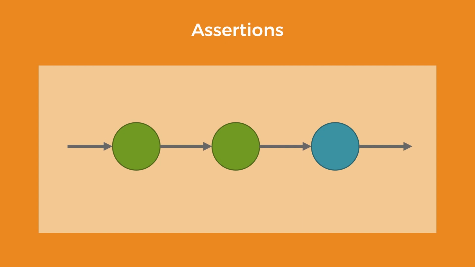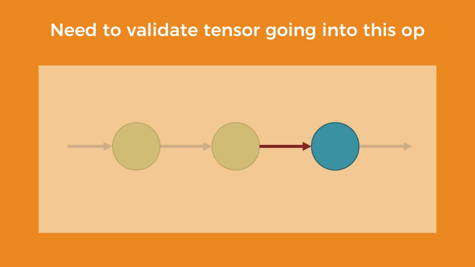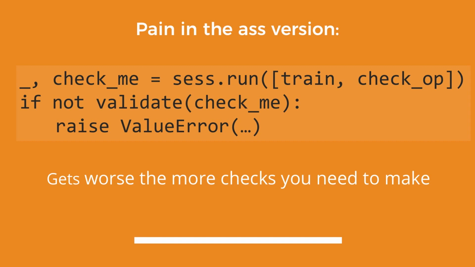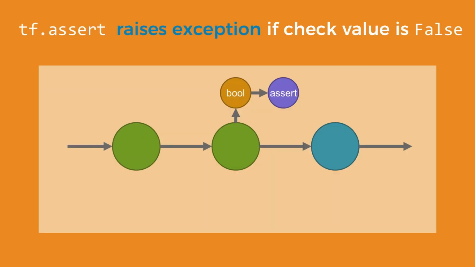So another situation that might pop up: we have assertions. We have a graph, and we need to validate that the tensor going into the blue operation is valid. We're saying, okay, this is a likely scenario where something might go haywire, and we want to be able to check for this at runtime. One way you might do this is, again, have a session.run and output a check-me value, and then if it doesn't pass the validation, we raise some sort of error. But again, this is a pain in the butt, and the more assertions you need to make, the more changes you need to make. It'd be way better if we could validate as the graph goes along. Luckily, we can do that.